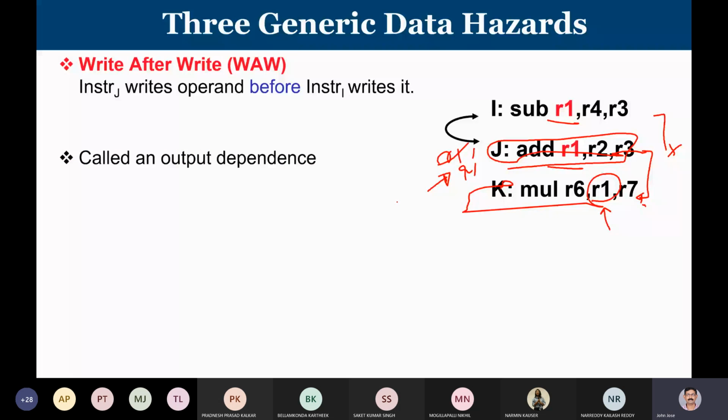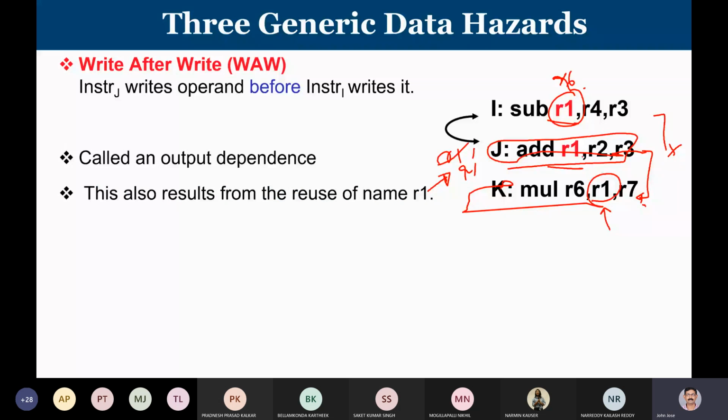This also results from the reuse of the name R1. See, here you can see that the term R1 is used. Had it been R6, then these would not both be R1. So even if J completes before I, nothing goes wrong, because the moment I compute something into R1, later J is going to overwrite it. So the R1 value is never used anywhere, as long as there is no instruction in between them.